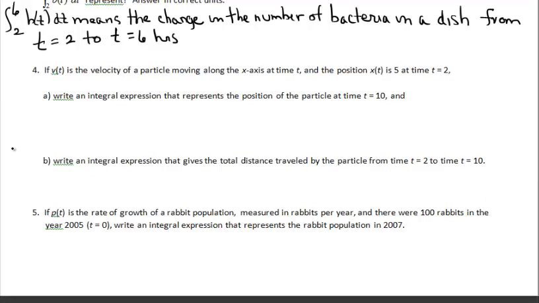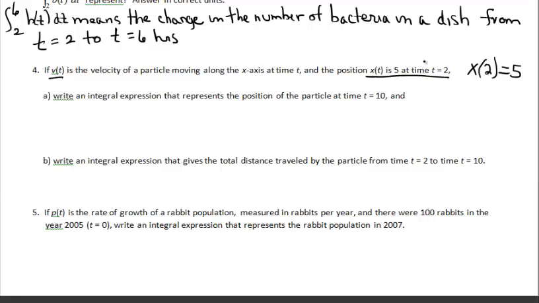Okay, and on 4 and 5, I kind of change it up a little bit. All right, if v of t is the velocity of a particle moving along the x-axis at time t, and the position x of t is 5 at time equals 2, let's stop right here. Another way to interpret that is to say, okay, well, x, its position evaluated at the input of 2 seconds is 5. This is what we call an initial condition. This is a point on the antiderivative of the velocity graph.